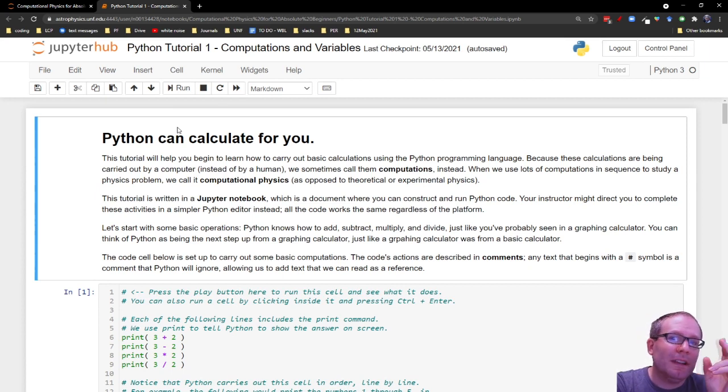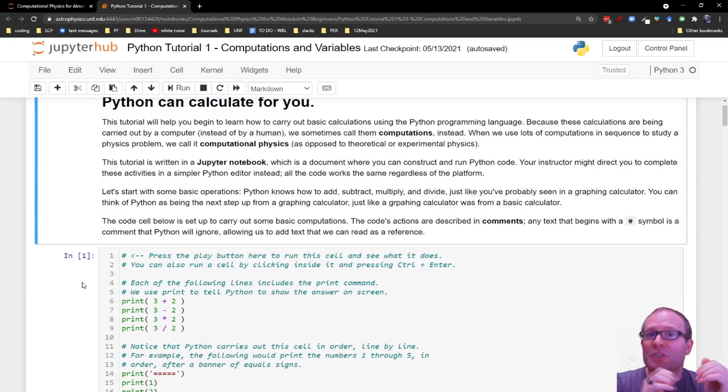A Jupyter Notebook is composed of two types of cells. There are markdown cells. This is text that I am using to communicate instructions with you in a written format. And it contains code cells, which are where the computation code running actually takes place.